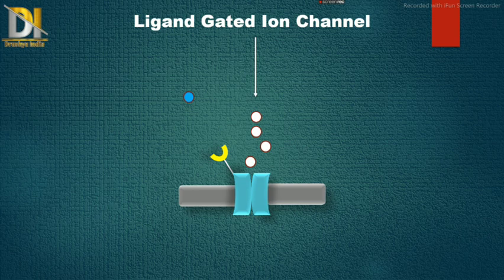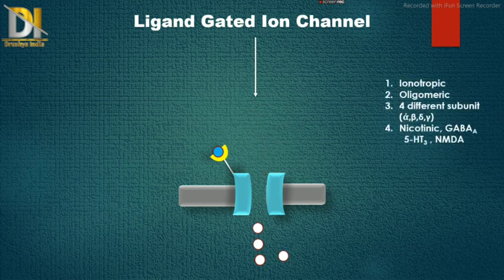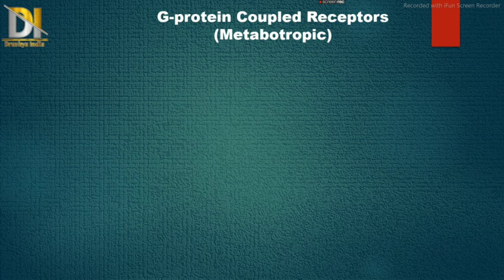As soon as this drug molecule, which is in blue color, attaches to the receptor, it opens and the drug molecule easily enters into the cell. So this was about the ligand gated ion channel and its mechanism of action. Next type of receptor is the G protein coupled receptor, which is also known as metabotropic receptor.